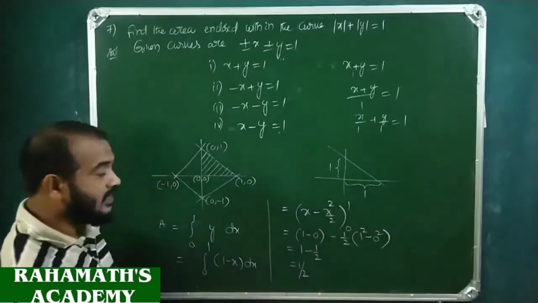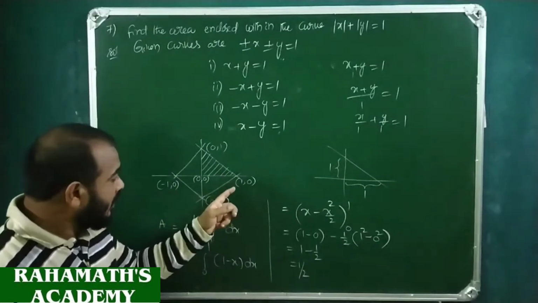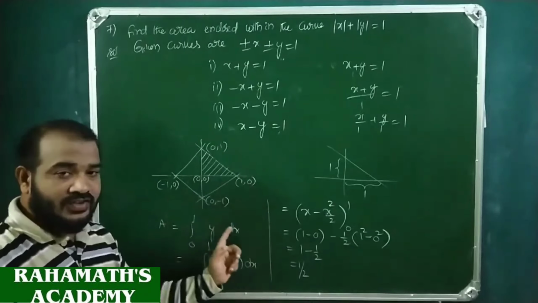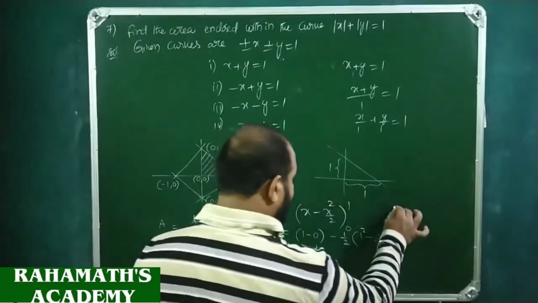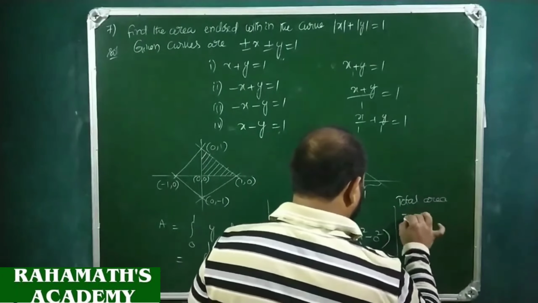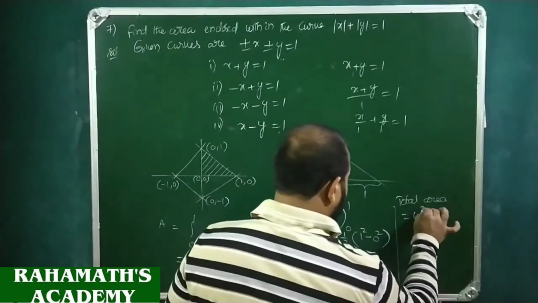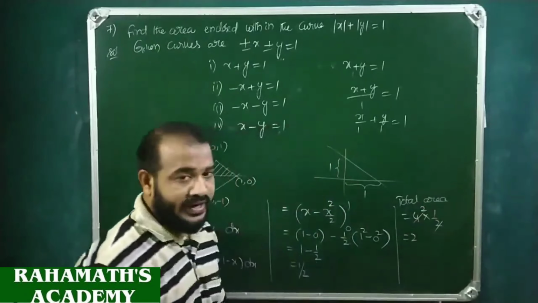1 minus half is half. But this is the area of one symmetric region. There are 4 such symmetric regions. Therefore, the total area is equal to 4 into 1 by 2. This is equal to 2 square units.